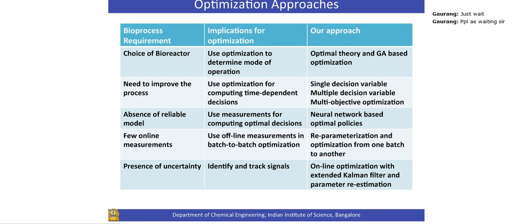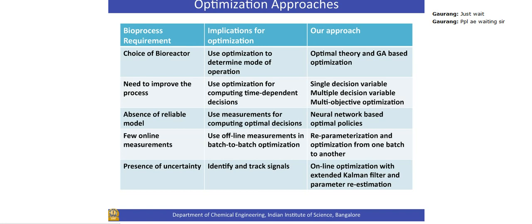Let me give you a brief idea of what kind of problems arise when we are doing bioprocess optimization, in particular reactor optimization. So, the first thing that normally one is confronted with is what kind of reactor, or how do I operate my reactor? Do I operate it as a batch reactor? Do I operate it as a semi-batch reactor? Or do I do it as a continuous process?